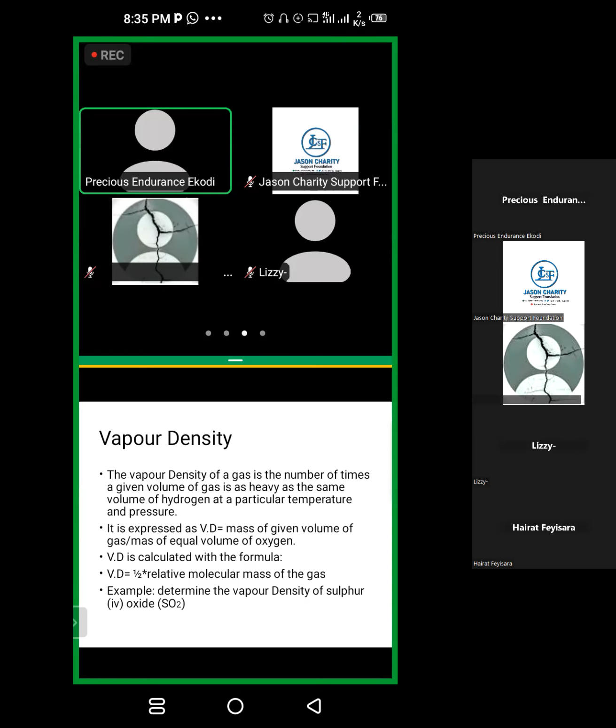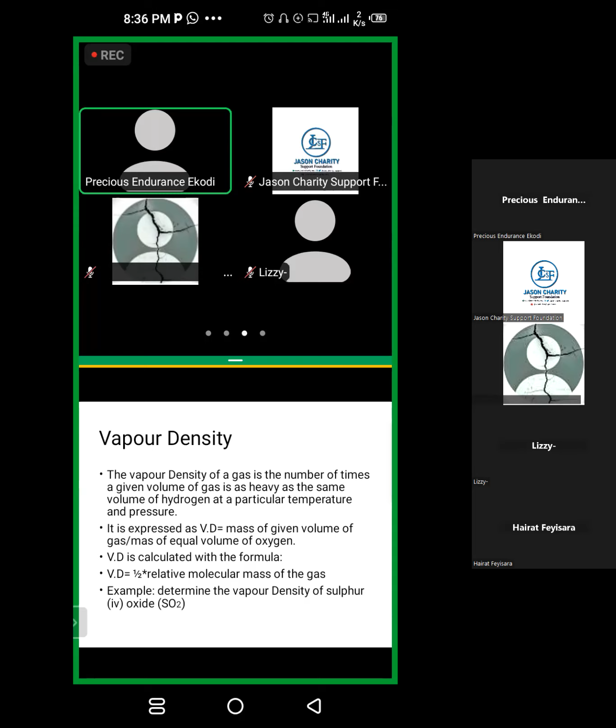Another example, say nitrogen. Nitrogen is monatomic, standing on its own as N. So if we have nitrogen gas and we are told to find the vapor density, the atomic mass of nitrogen is 14. Since it is monatomic, you just do 14 times 1, which will still give you 14. So the vapor density would be half of that 14, which gives you 7. That means the vapor density of nitrogen is 7.